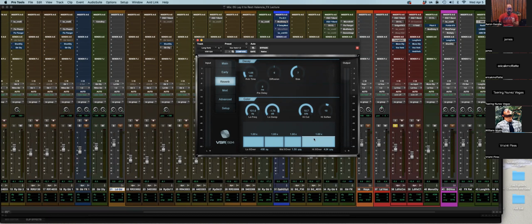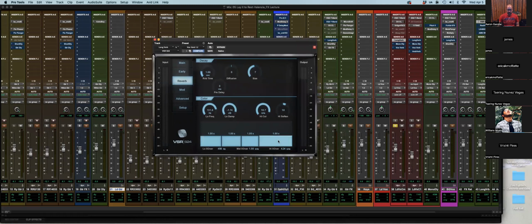A multiplier dictates the decay time of a certain frequency range. TC Electronic has a 4-band multiplier. That means that from 4.2 kilohertz up to 20,000, the multiplier is this. From 4.2K to 1.5K, the multiplier is this. From 1.5K to 408, this is the multiplier. From 408 down to 20, or as far down as the algorithm lets you, this is the multiplier.